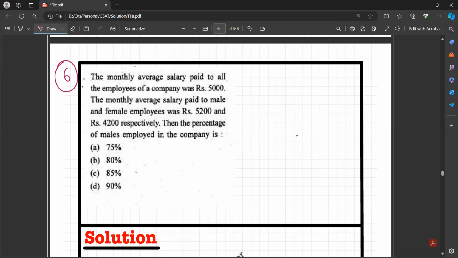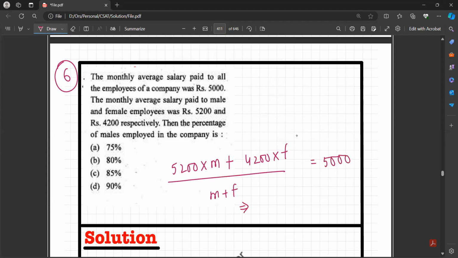Average salary paid to a male is rupees 5,200. So total amount will be 5,200 into number of males, 4,200 into females F. Total people will be M plus F, and this will be equal to 5,000. Evaluating this gives you 200 times male equals 800 times female. So M is equal to 4 times female.